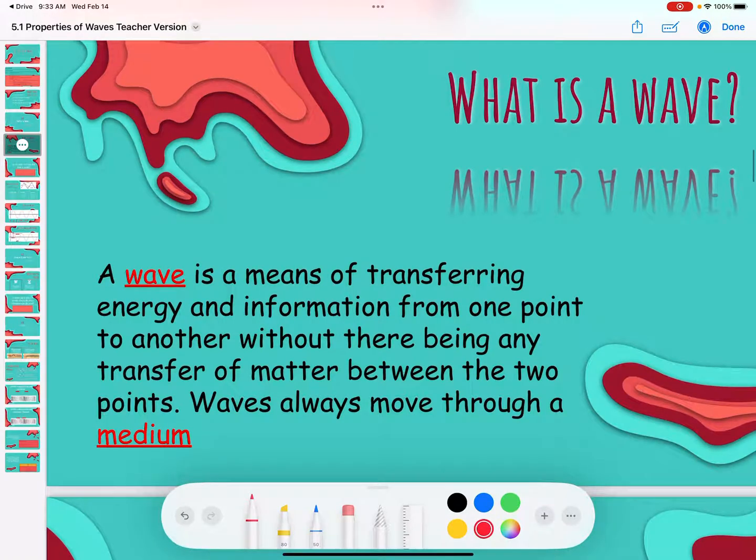So a wave is a means of transferring energy and information from one point to another without there being any transfer of matter in between the 2 points. And waves move through something called a medium. So to put this in context, I want you to think about your cell phone. Your cell phone connects to the internet. It connects to its cellular network through radio waves. That's how we get information on and off of that device.